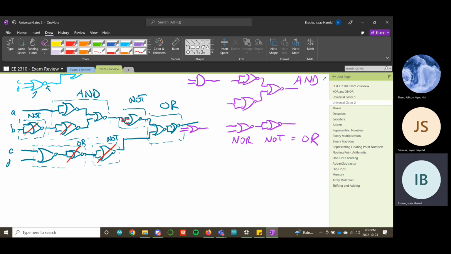So I'll spare you from redrawing this circuit without these gates because I'm sure that at this point you can do that. If not, we did it for the other case. We just redraw it without the ones that we've crossed out.